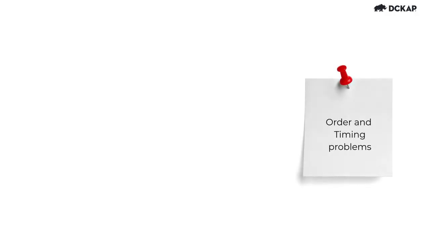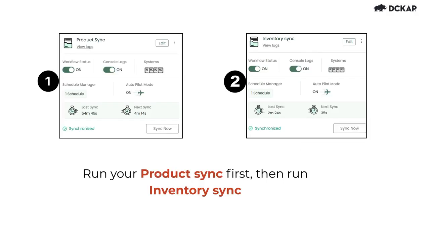Let's talk about order and timing problems. It happens when syncs are run in the wrong order or time. For example, run your product sync first, then the inventory sync. This way, the integrator won't try to update inventory for a product that doesn't exist yet.